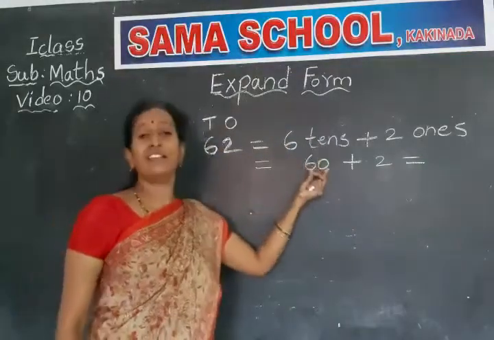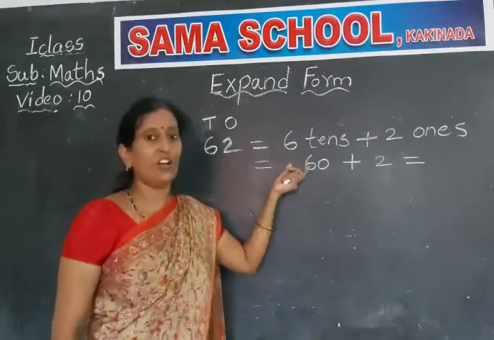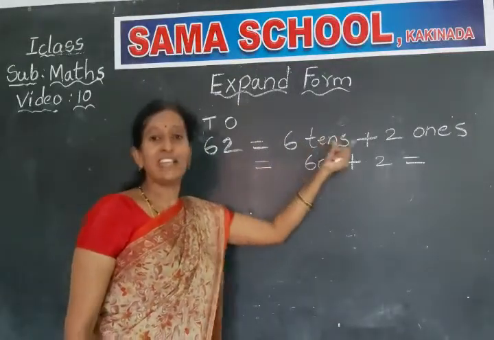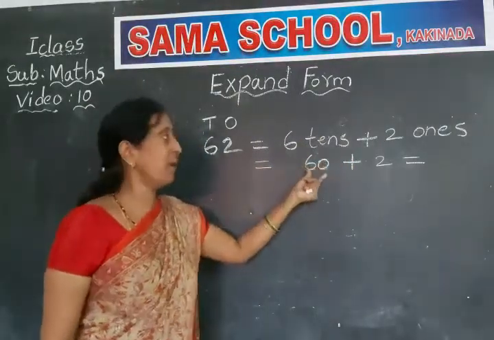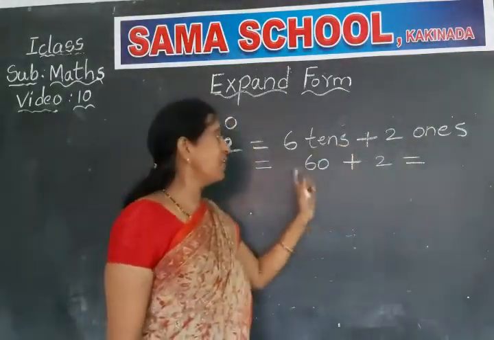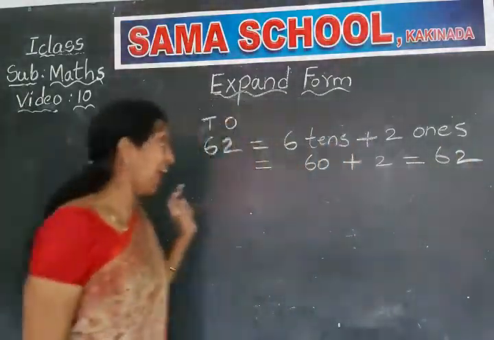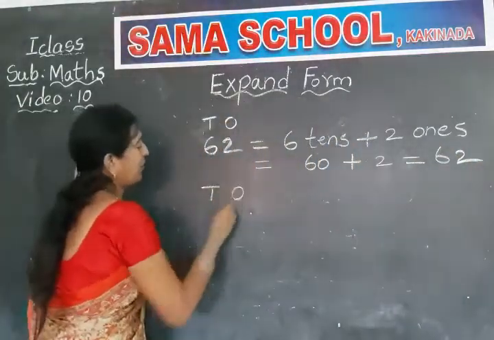Here, why? Because there is 60. Because in the tens place you count only tens, like 10, 20, 30. 6 tens means how much? 60. And here how many ones? 2 ones, so only 2. 60 plus 2? 62. Now I am giving the answer.